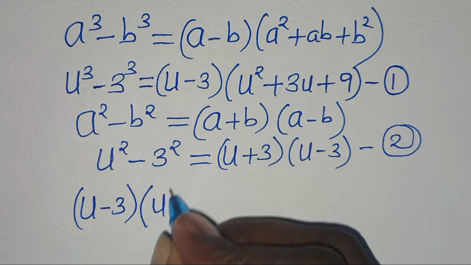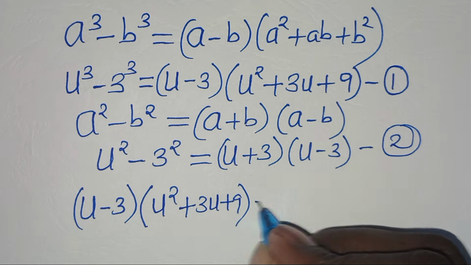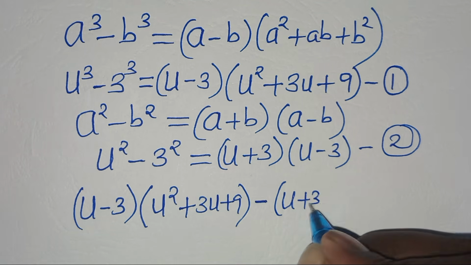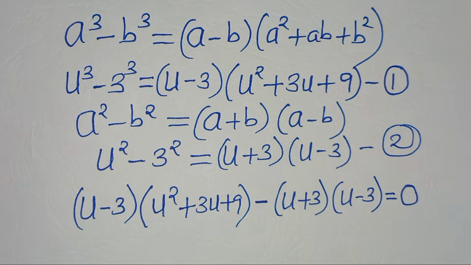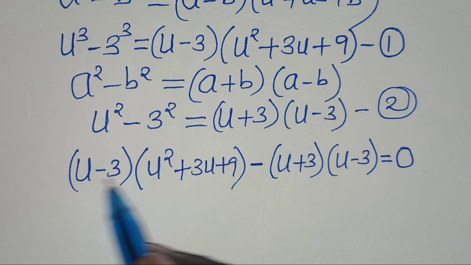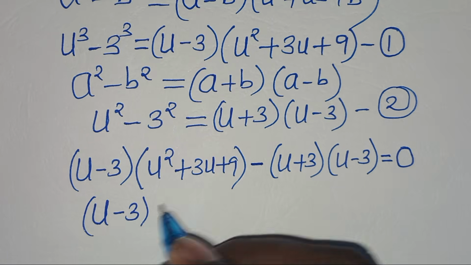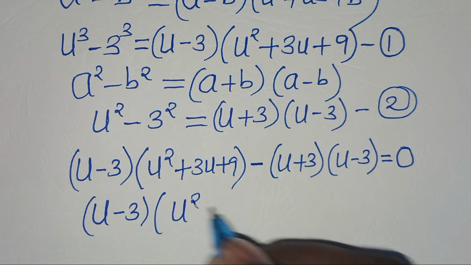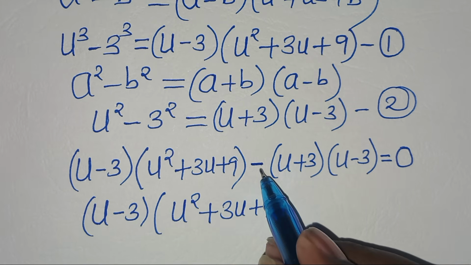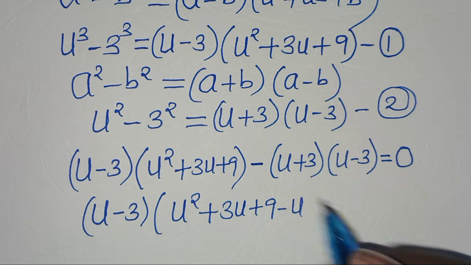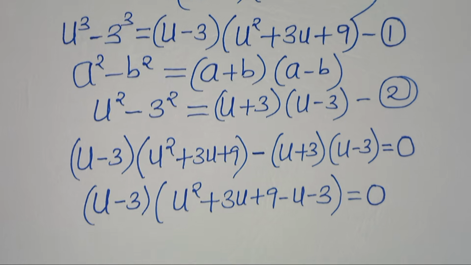We have (u^2 + 3u + 9) minus (u + 3), multiplied by (u - 3), and this is equal to 0. (u - 3) is common here, so we can factor out (u - 3) into the parentheses. This is u^2 + 3u + 9. Then here we have minus (u + 3): minus times plus 3 is minus 3, and this is equal to 0.